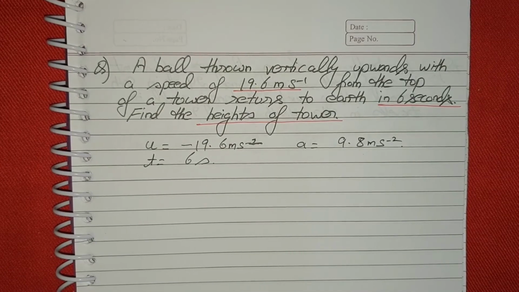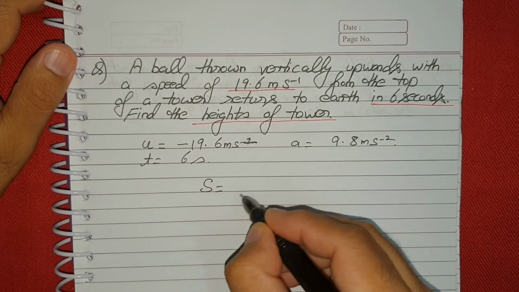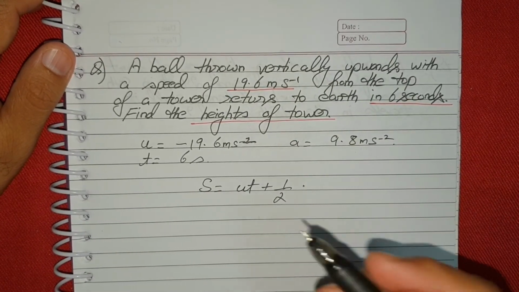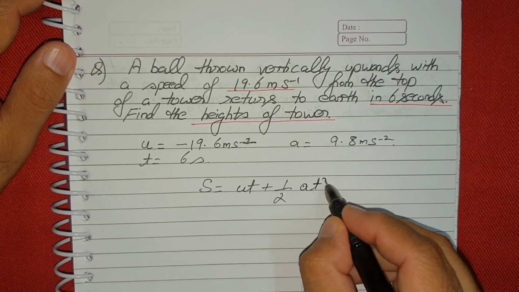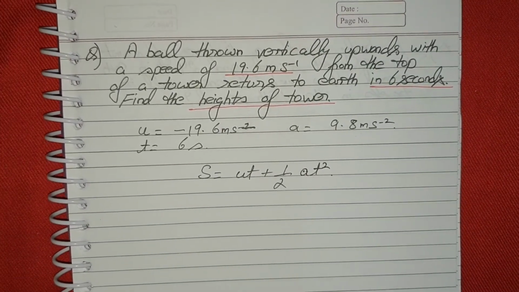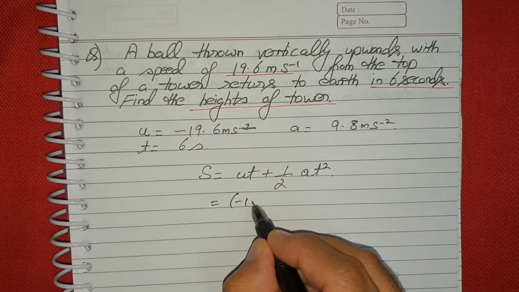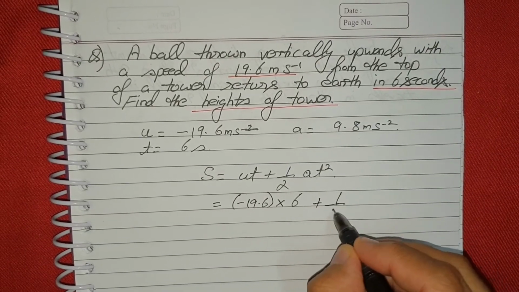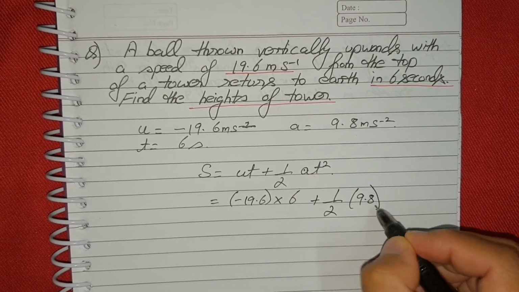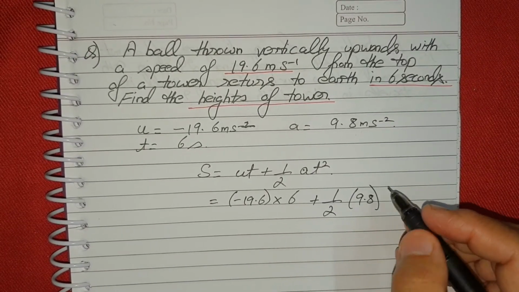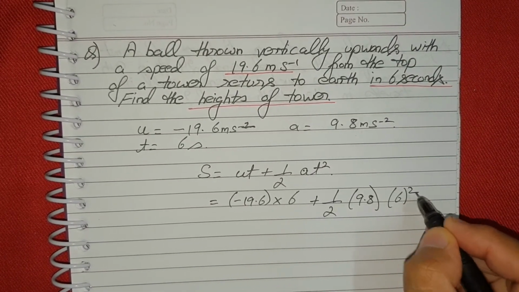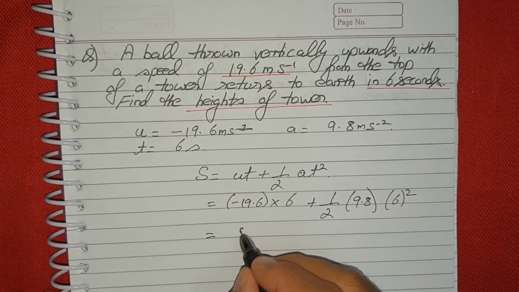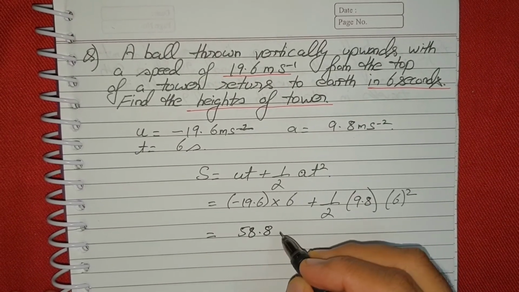Now using the second equation of motion, S equals ut plus half at square, or gt square, whatever. I am writing at square. So u is minus 19.6 times 6, plus half, what is a? 9.8, and what is t? t is again 6, 6 square. Now you solve this, you directly get the height of the tower, 58.8 meter.